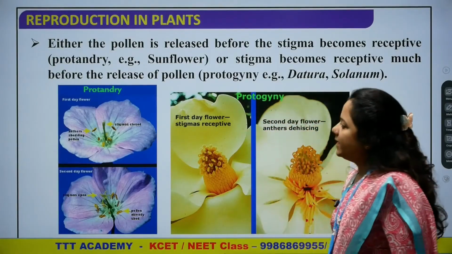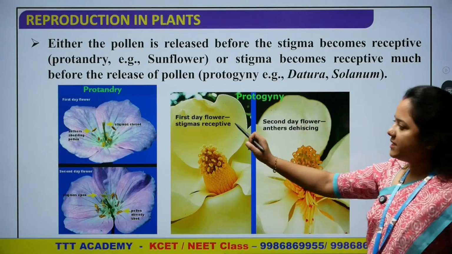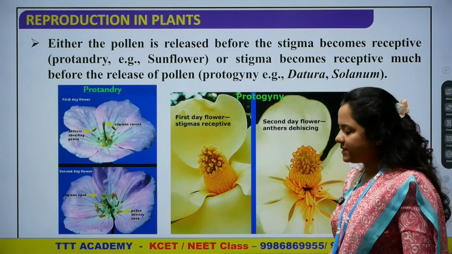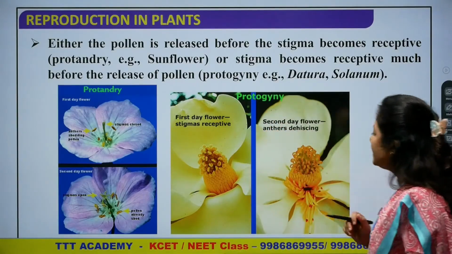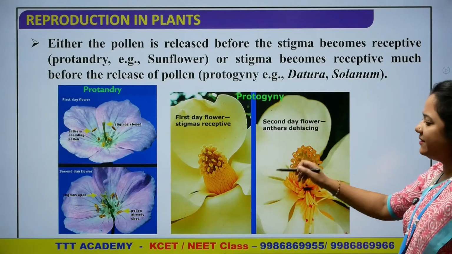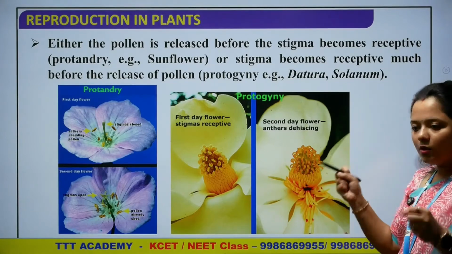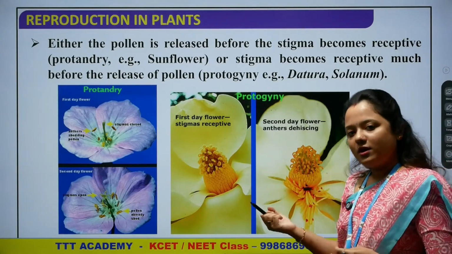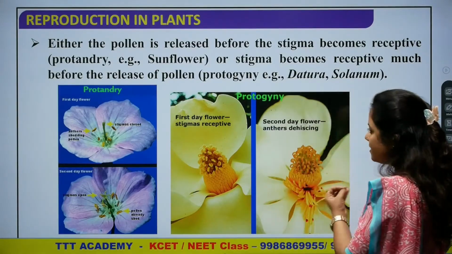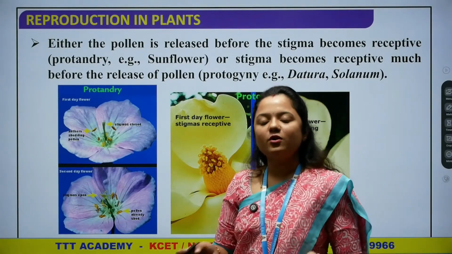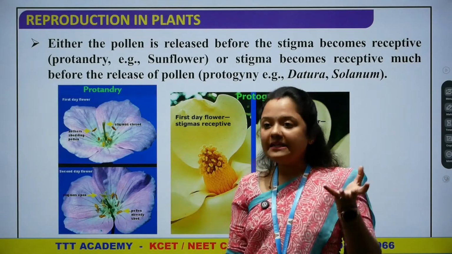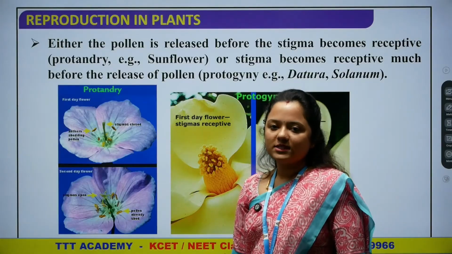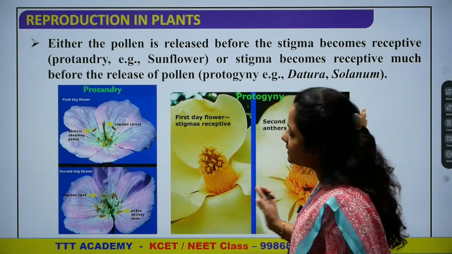Okay. Then in protogyny, we can see that on the first day, in the flowers, the stigma is receptive. The stigma is ready, come on, for every pollen grain to go and attach to it. But what we can observe is that on the first day the anthers are closed. They are not shedding pollen grains, but on the second day they are dehiscing. Dehiscing means opening or breaking the anthers to shed the pollen grains. So again the difference in day will also not cause self-pollination. Okay, so this is the difference between protandry and protogyny.